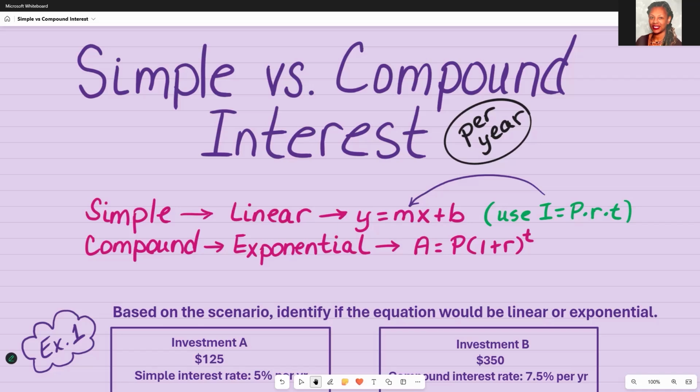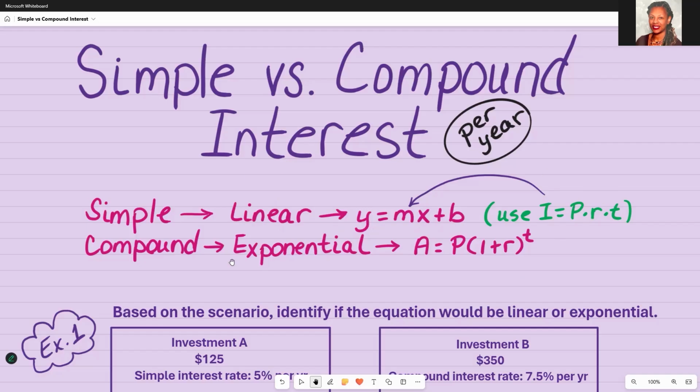Today I'm going to discuss simple versus compound interest. We're only going to be talking about per year. If you see the word simple, that indicates that you're going to have a linear equation, which is y equals mx plus b. In order to find our m, which is the slope, we're going to use the interest formula, which is principal times rate times time, which in this case, we're just going to use 1 for 1 year annually.